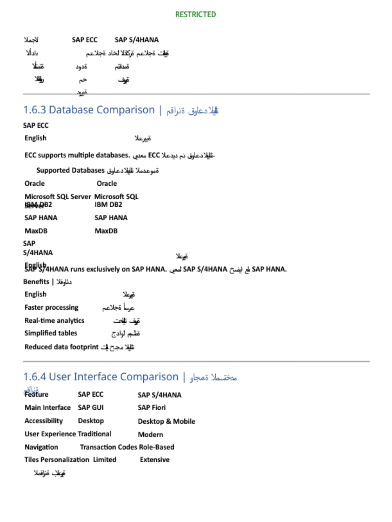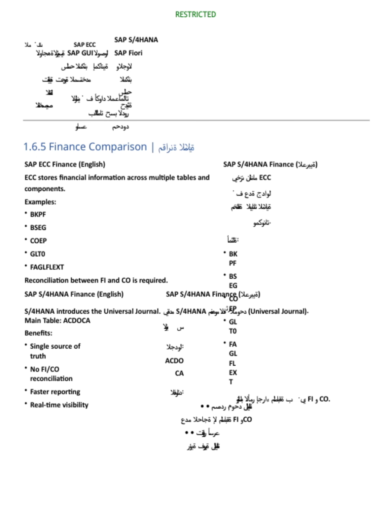and accessible. Let's talk about the main table in SAP S/4HANA Finance, the ACDOCA, or Universal Journal. This table is a game changer. It provides a single source of truth, so there's no need for reconciliation between financial and controlling data. Reporting is faster, and you get real-time visibility into your financials. Unlike the older ECC system, where data was spread across multiple tables, S/4HANA brings everything together, simplifying processes and improving accuracy. This is a big step forward for finance teams.